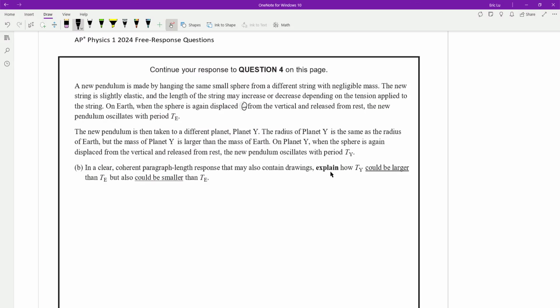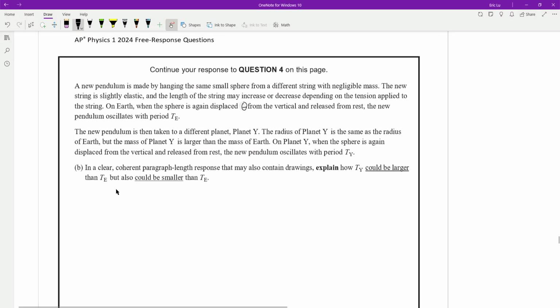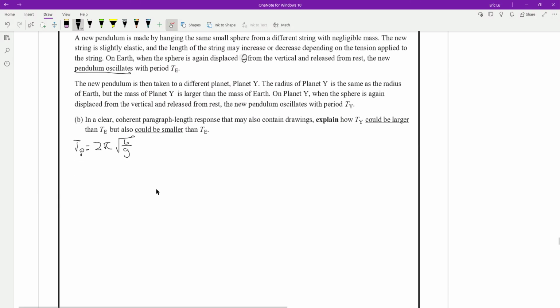And now we need to explain how Ty could be larger than Te, but also could be smaller than Te. Before anything, let's take what we know from this. We know that this incorporates pendulum oscillation. So what is the period of a pendulum oscillating? This is given on your formula sheet. The period would be equal to 2 pi root length over g, where L is the length of the string and g is the force of the acceleration of gravity.